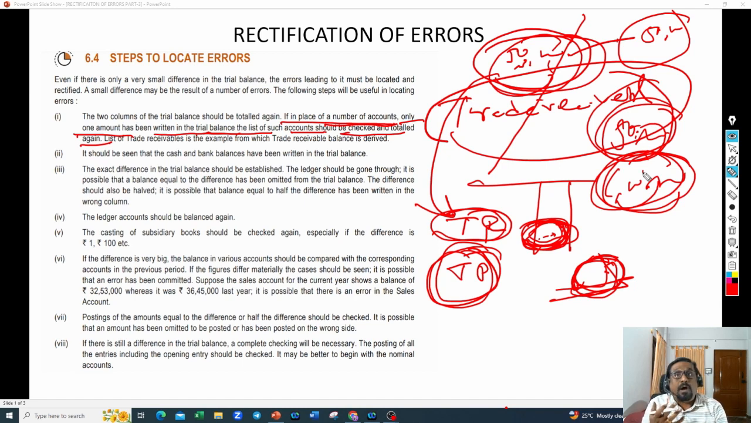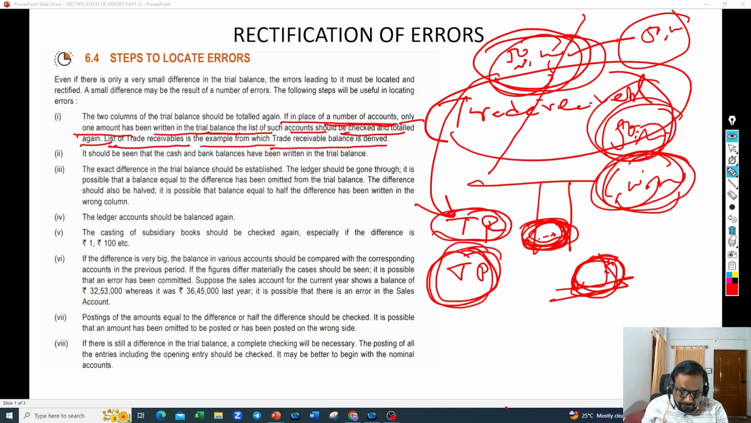That is also an opportunity for us to identify the mistake. There is an opportunity; one can commit a mistake there. These are all potential mistakes, we call them possible mistakes. Right? So you need to check all those cases to understand whether the balances are tallying or not. That is what it says here: the list of trade receivables is an example from which the trade receivable balance is derived. Exactly. Whatever I explained, that is what they mentioned here. Are you clear? This is a very important point, guys.